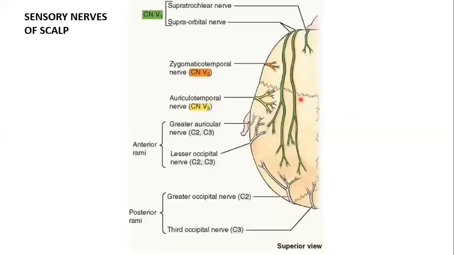Now the nerve supply is very rich in this very sensitive structure, the scalp, and it is divided into two parts for studying. This is the auricle, and one part is anterior to it and the other part posterior to the auricle. There are four sensory nerves anterior and four sensory nerves posterior to the auricle.